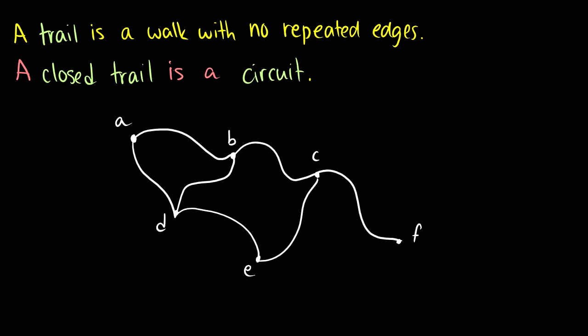So for instance, let's label E1, E2, E3, E4, E5, E6, and E7. So let's do a trail from A to F. What we can do is go from A to D using E2, and we can go to B with E3, C with E4, and F with E7. So we just went this way, this way, this way, and this way. That's totally acceptable. We could do that. And that is a trail because we didn't use any edges twice.